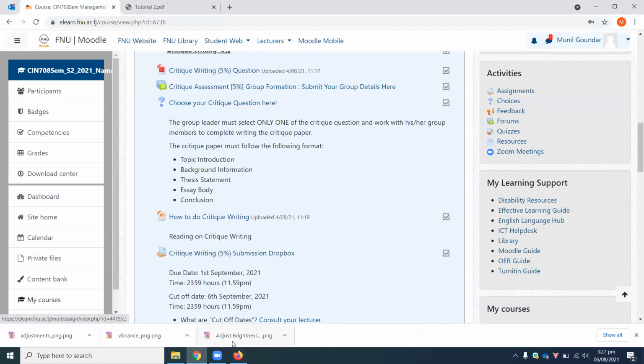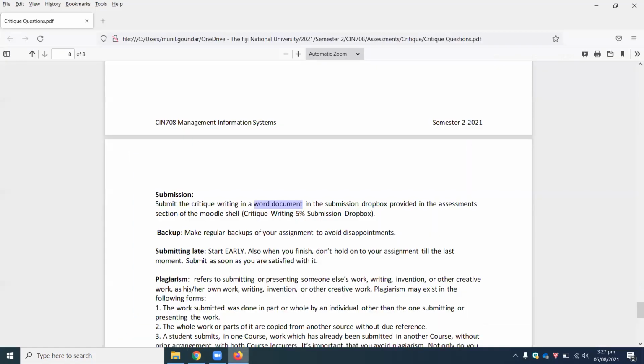Now with that, you should also know the due dates. Your due date is on the 1st of September, close to about 3 to 4 weeks from now, 11:59 p.m. or 23:59 hours. So that is your due date. Cutoff date, I'll come back to it just in a while.